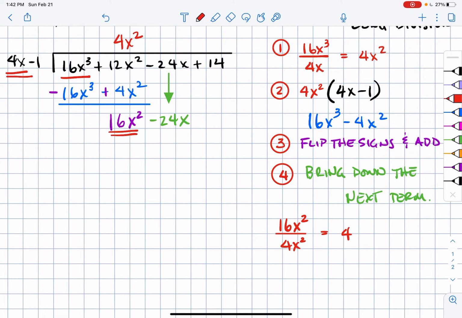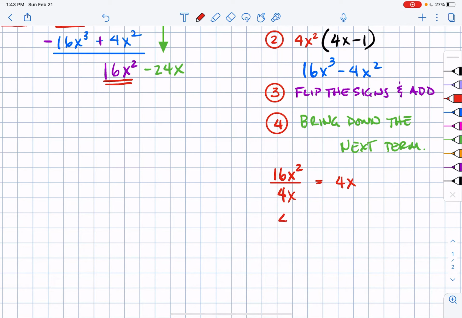Sorry. What am I doing? It's that 4x, because that's what the first term is. So 16x squared divided by the 4x gives me 4x. So it's a positive 4x, so I'm going to put down plus 4x.